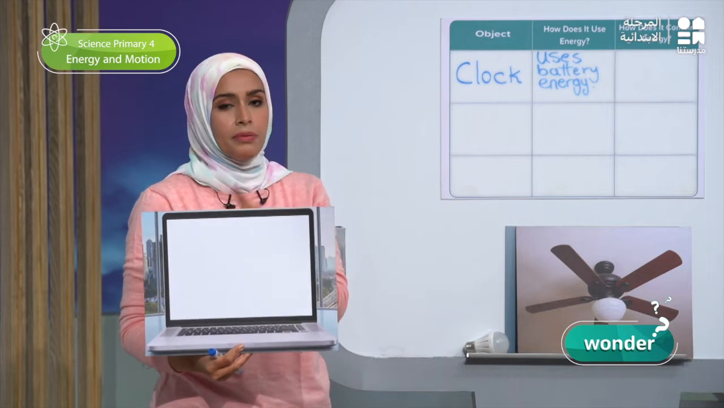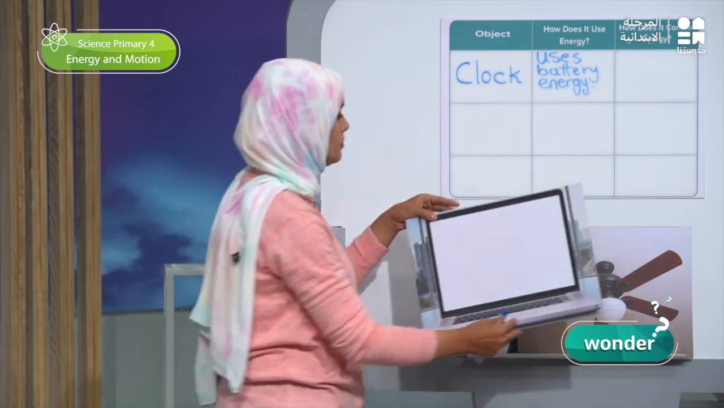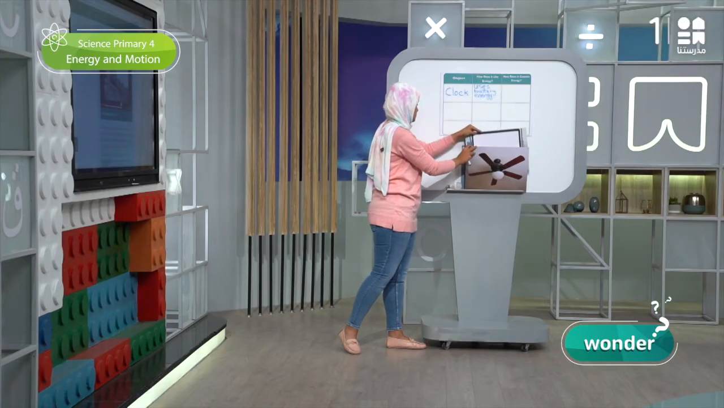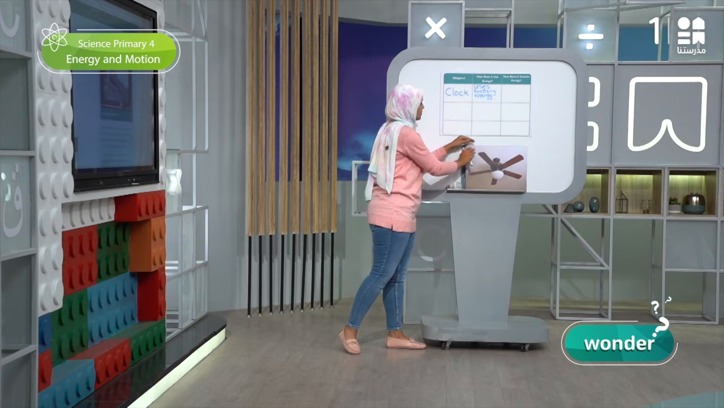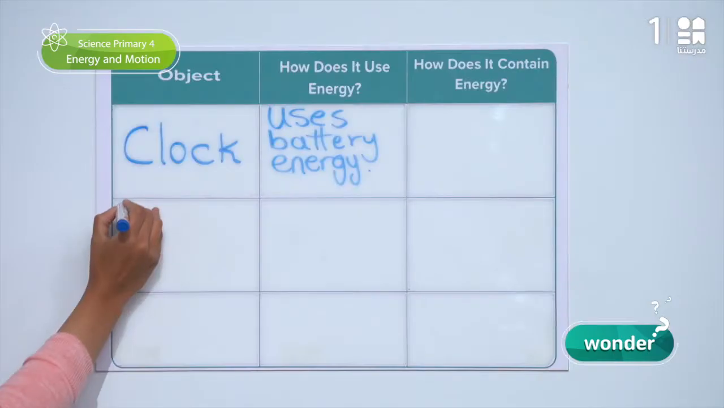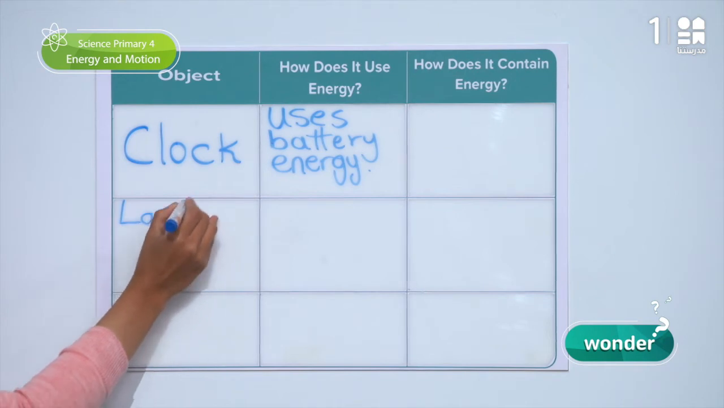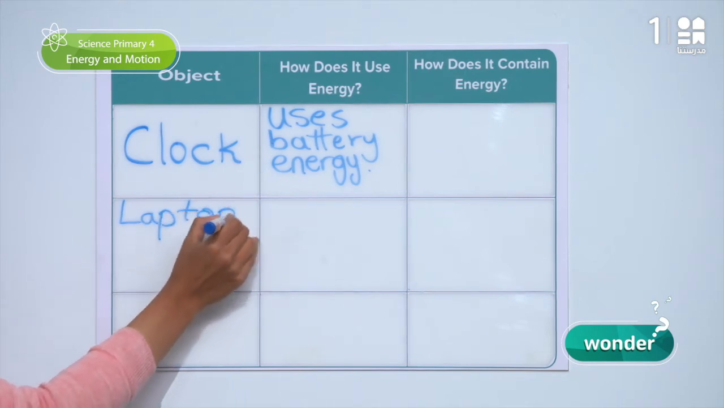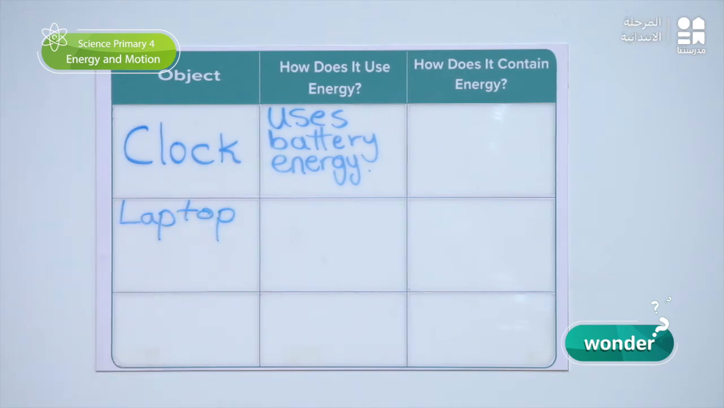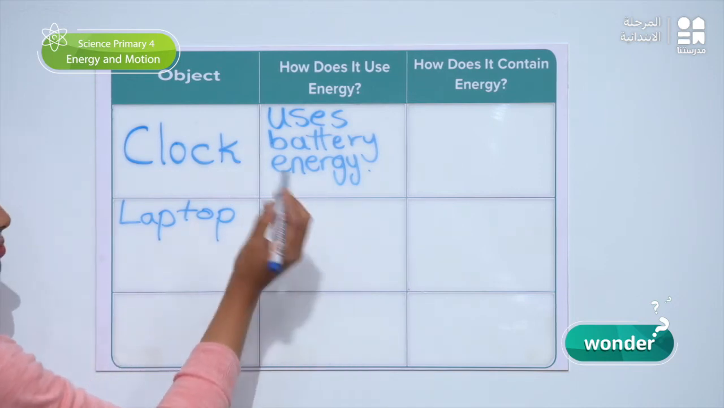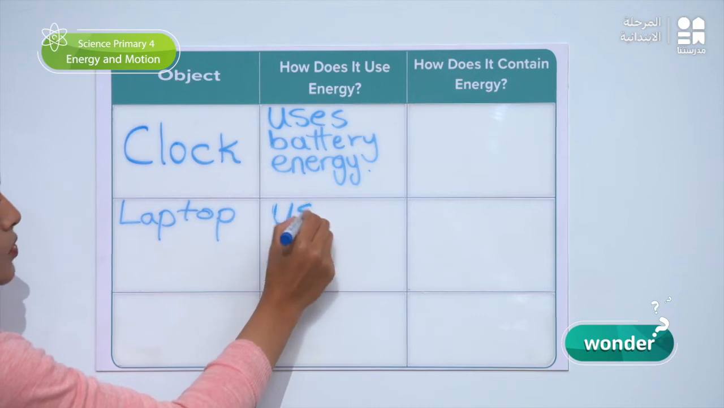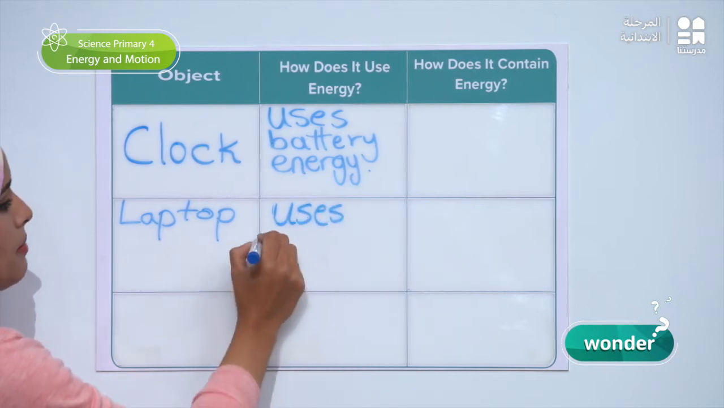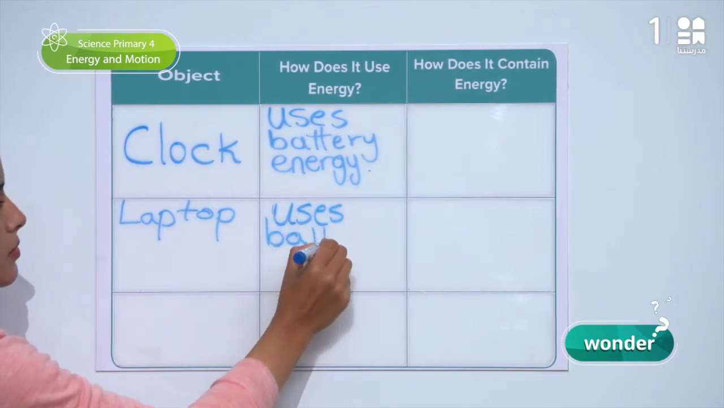Let's first write the laptop. The laptop. It uses the energy from the battery and electricity when the battery is empty. Uses battery energy.